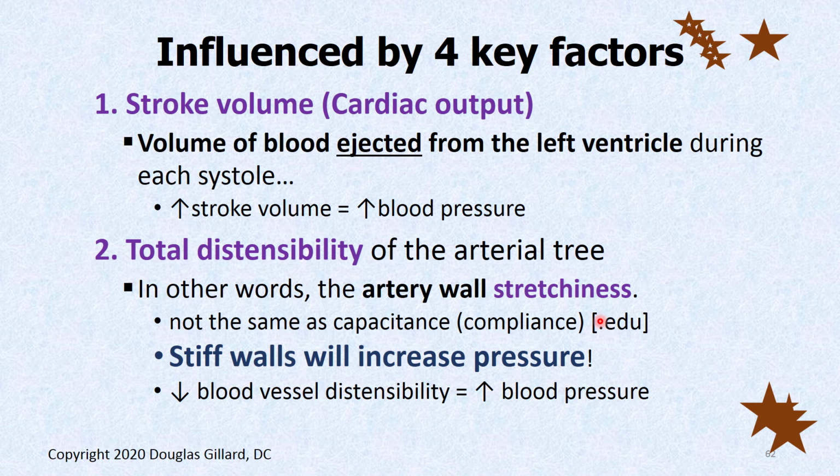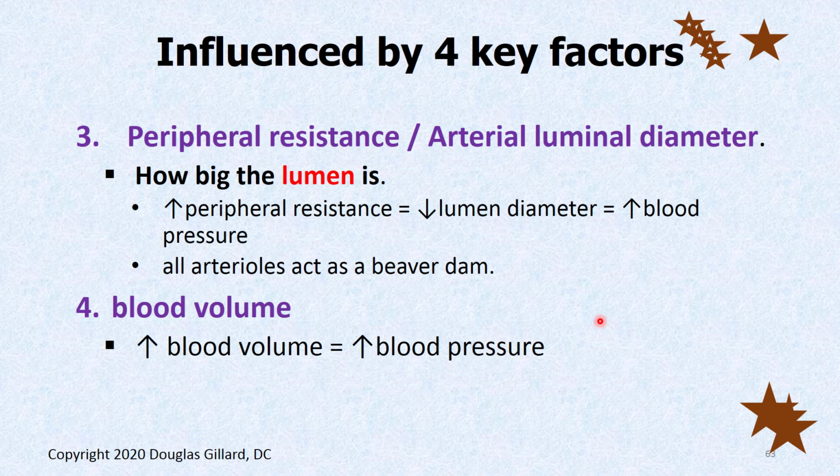The total distensibility of the arterial tree, really the arterioles, the stretchiness of the arterial tree. If the walls are stretchy, the pressure is going to be lower because, especially in the ascending aorta, it's going to absorb that blast of systolic blood. If the walls are stiff and don't cushion that big blast of blood coming out of the ventricles, it's going to pass that pressure along to the whole arterial system, and that raises blood pressure.